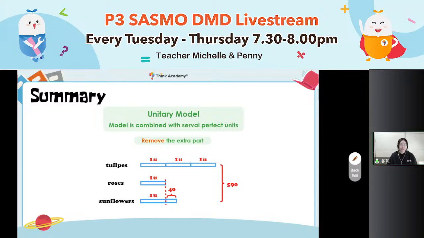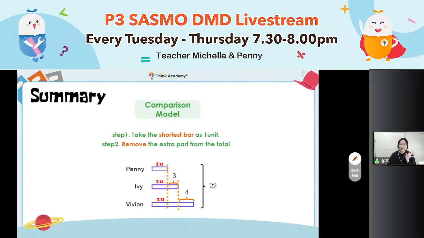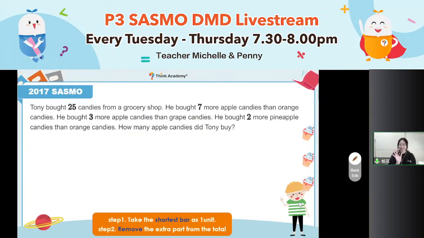So that is all we learned today. We learned 2 big types of questions, the unitary model and the comparison model. In the question today, you will need to use these 2 kinds of models. Try your best. I think the question is not easy, really. All of you said, oh no, this question is too hard. Teacher Penny, I don't know how to do it. Yeah, because the SASMO question is not easy. It's a competition. So just try your best.